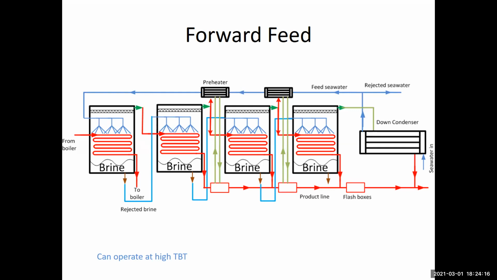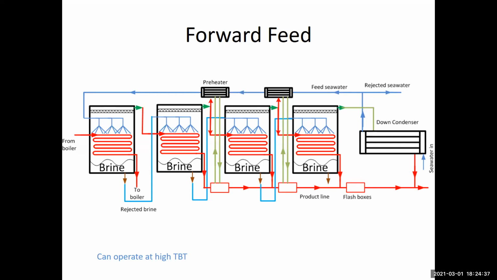You made use of the energy as much as you can to preheat the feed, which is coming, and this is being done by using preheaters. The preheaters are fed by a portion of the vapor formed in the effect, in addition to the flashed off vapor in the flash boxes.